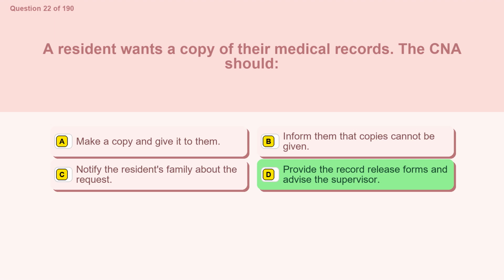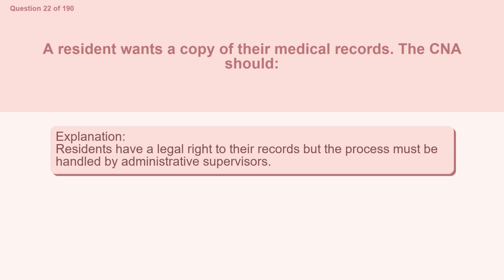The correct answer is option D, provide the record release forms and advise the supervisor. Residents have a legal right to their records, but the process must be handled by administrative supervisors.